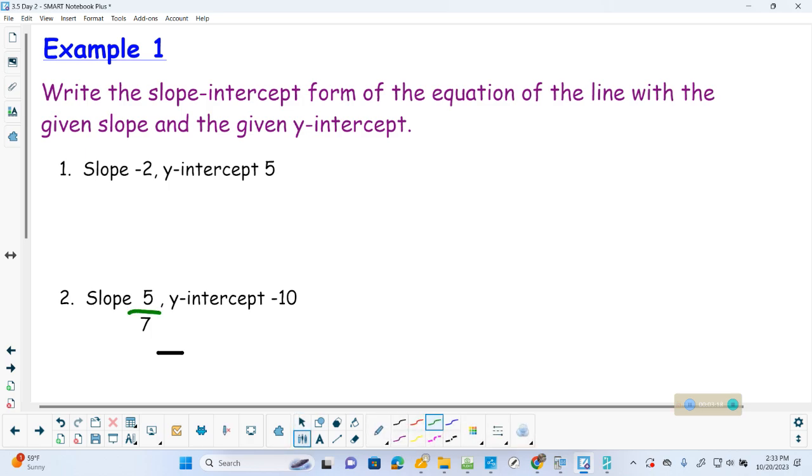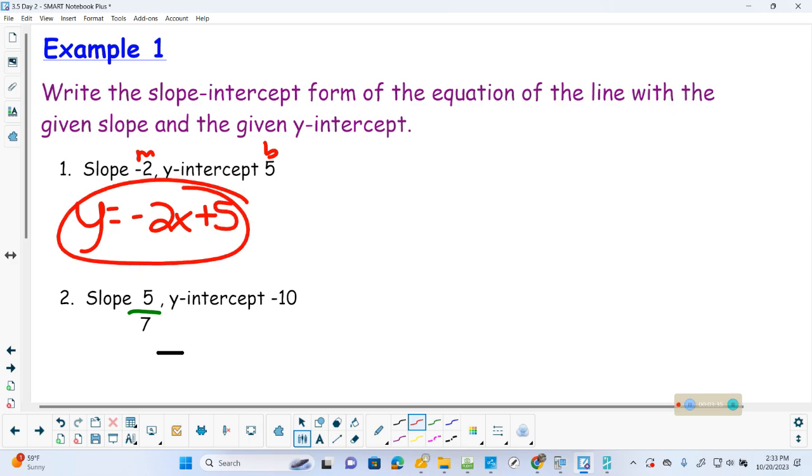So this one's nice. Write the slope-intercept form of the equation with the given slope and intercept. Well, you have everything you need to write the equation right there in front of you. You don't have to do any work because you got your slope, you got your b. I'm just going to write it out. Y equals negative 2x plus 5. Let's just have a test on this, right? Okay, this one, of course, your slope is 5/7, so 5/7 x, and then your y-intercept.